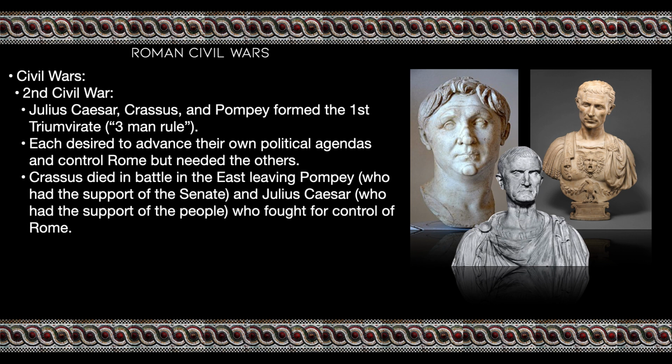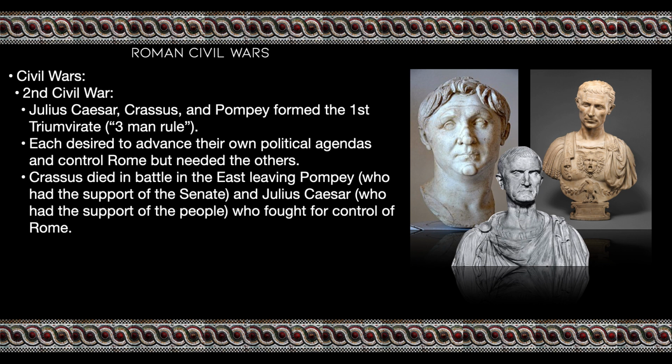Crassus was very wealthy, probably the most wealthy person in Rome. He was a general, as was Pompey. And they're going to decide to get together, not because they liked one another, but because they needed each other to advance their own political agendas and wanted to try to control Rome, but they couldn't do it by themselves. So they make this political alliance called the First Triumvirate, meaning three-man rule.